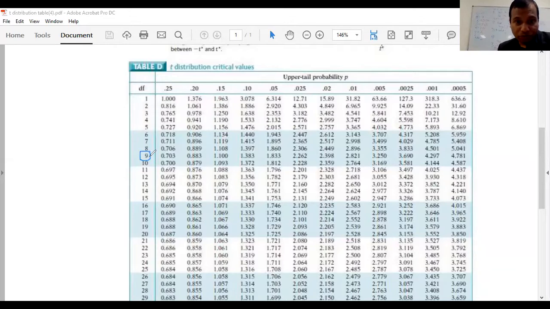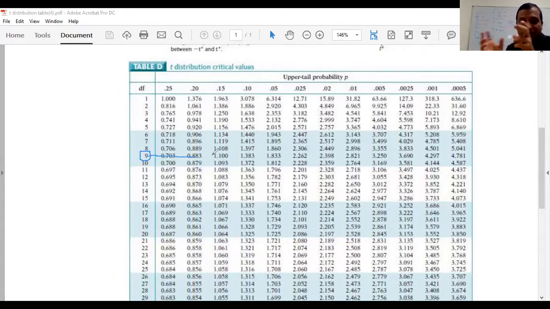So if you just move horizontally and try to match the t-stat value 0.8131, keep that one in mind. 0.8131. What is happening here? Which one is closer, 0.883 or 0.703? The 0.883, yeah, that one.